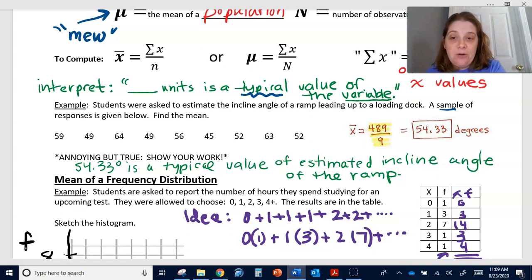First off, this is annoying, but it's true. You need to show your work. Yes, I know that you are capable of adding all of these numbers up and dividing by how many there are in your calculator without showing your work. I'm going to tell you it's always better to show that original fraction setup. It's always better to say 489 over 9 and then go ahead and type in your answer, that 54.33 degrees.